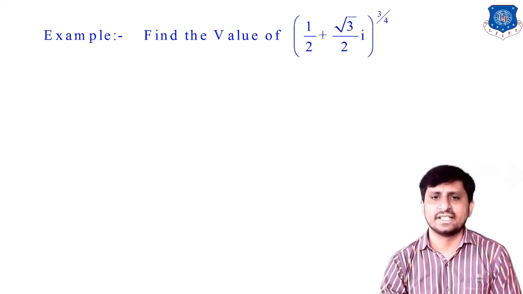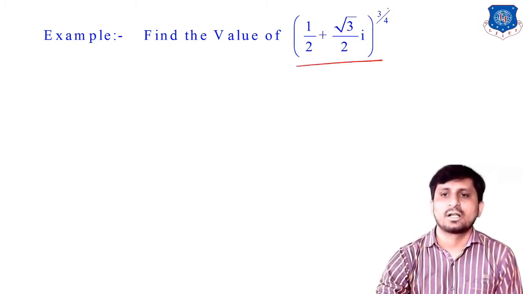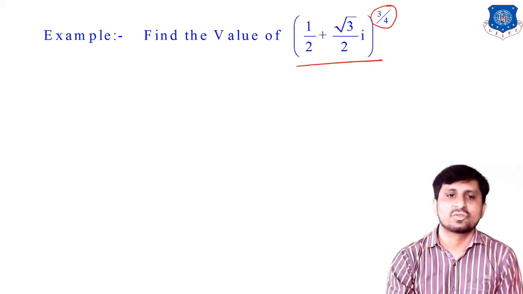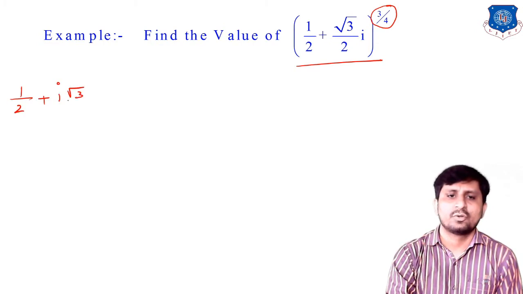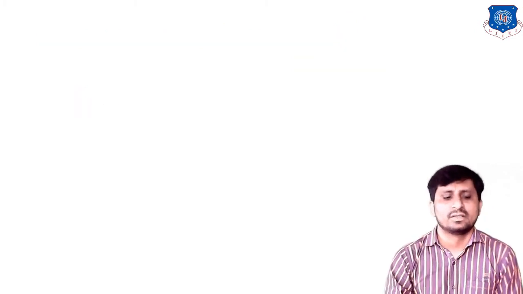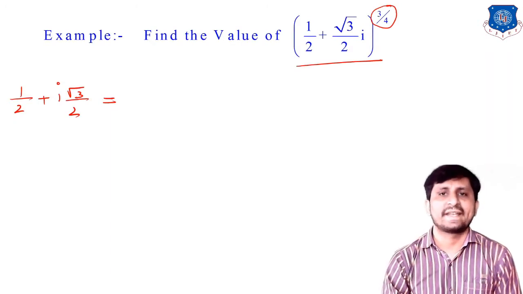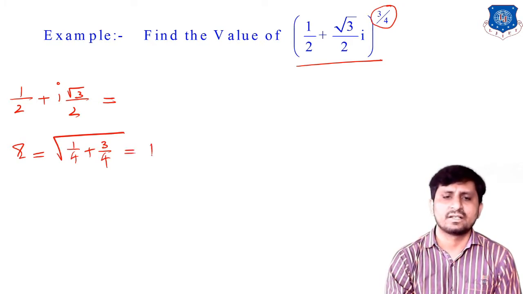So the next example is: find the value of (1/2 + i√3/2) raised to 3/4. So first of all I want to write this complex number, 1/2 + i√3/2, in polar form. So what is the value of r? The value of r is the square root of x² + y², that is the square root of 1/4 + 3/4, so that is equal to 1.